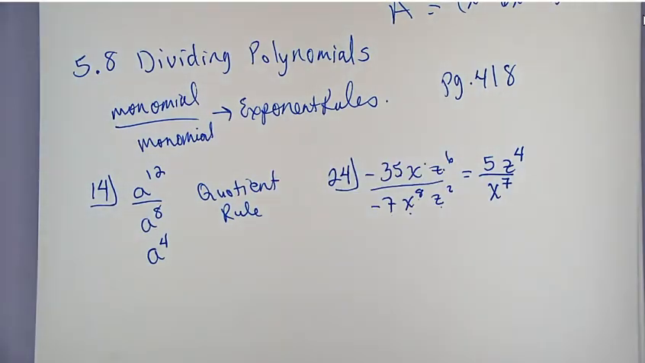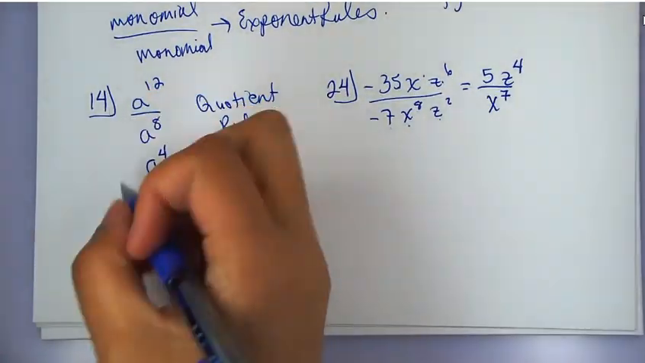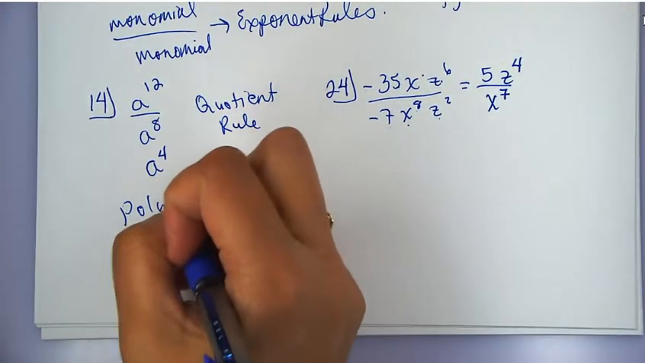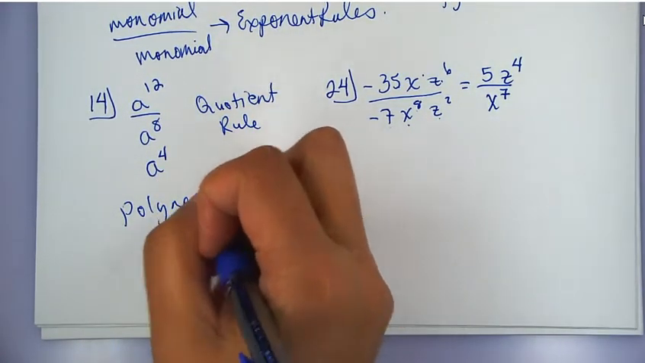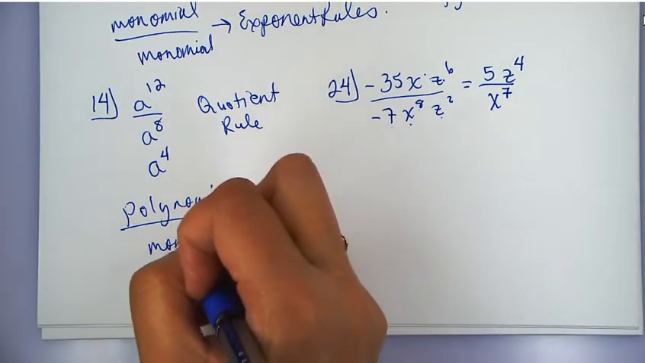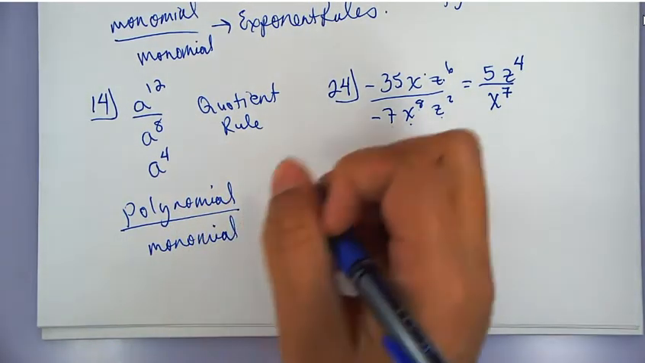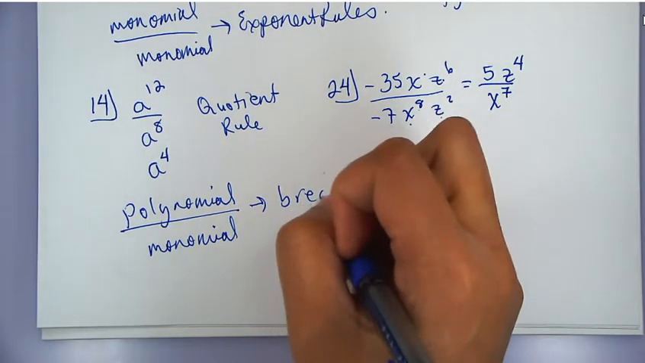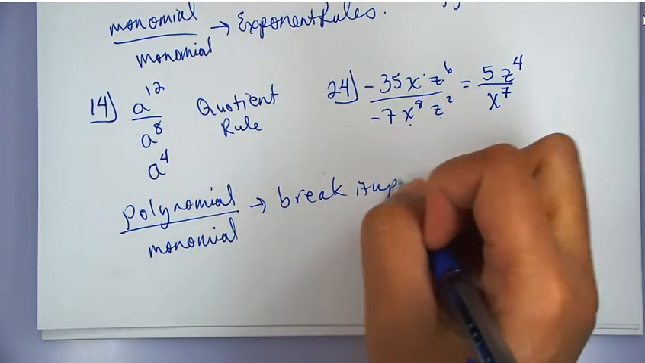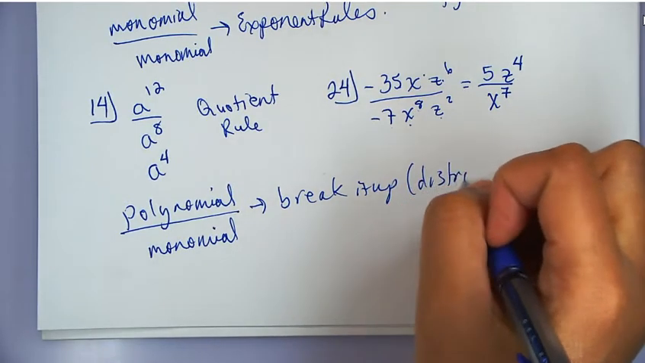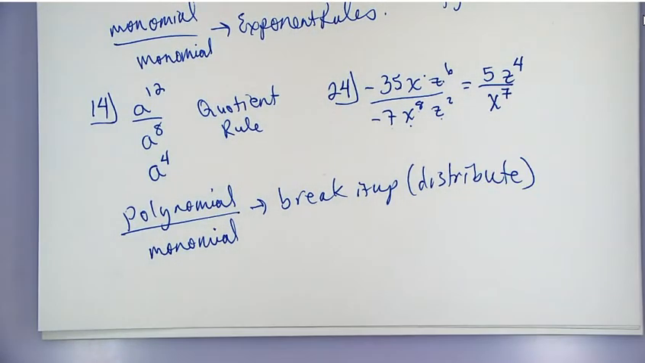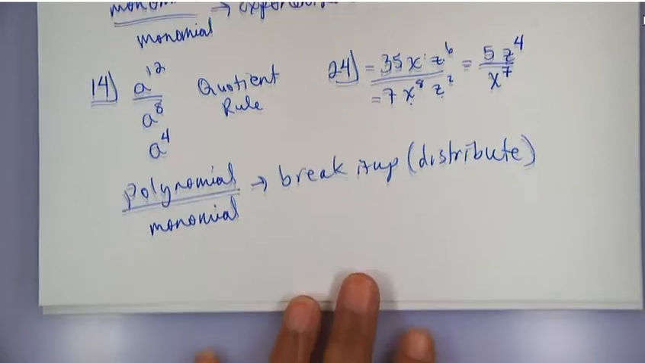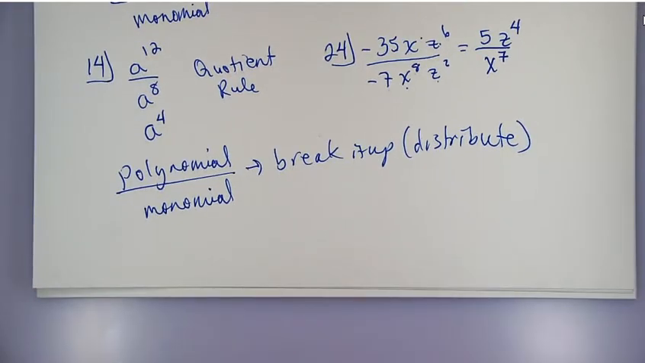Let's move on then to polynomial divided by a monomial. The key thing for a polynomial divided by a monomial, you have to remember to break it up. Breaking it up is essentially just distributing. That's all you're doing. So a polynomial divided by a monomial, you're just breaking it up or distributing.